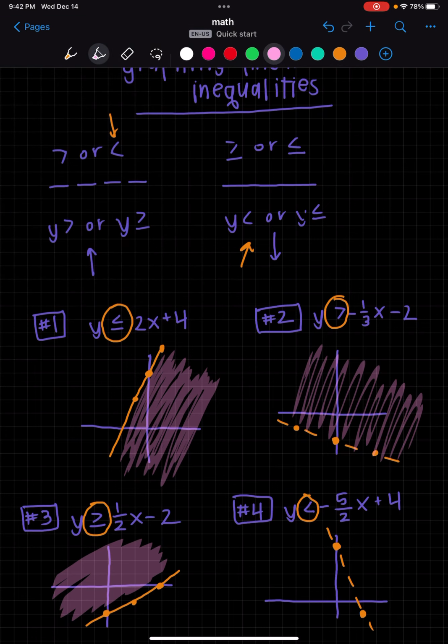So I'm going to shade below it or underneath of it. And that is how we graph inequalities.